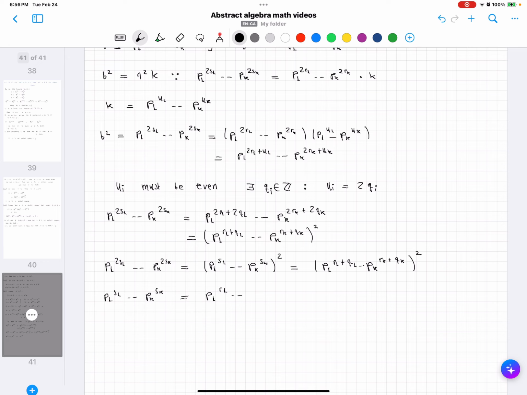So then we have that P1^S1 up to PK^SK is P1^R1 up to PK^RK multiplied by P1^Q1 up to PK^QK, which is equal to B is equal to A multiplied by some Z for Z belonging to the integers.